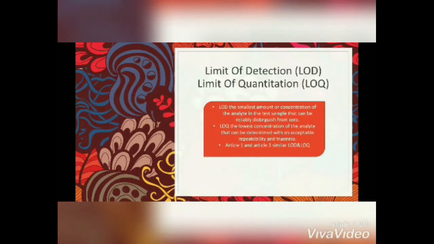Limit of detection and limit of quantitation. LOD is the smallest amount or concentration of the analyte in the test sample that can be reliably distinguished from zero. LOQ is the lowest concentration of the analyte that can be determined with an acceptable repeatability and trueness. Article 1 and Article 3 have a similar LOD and LOQ.